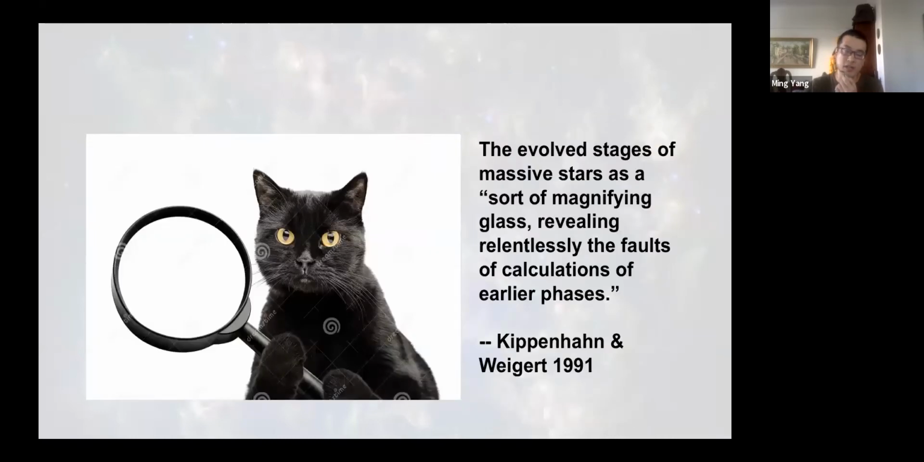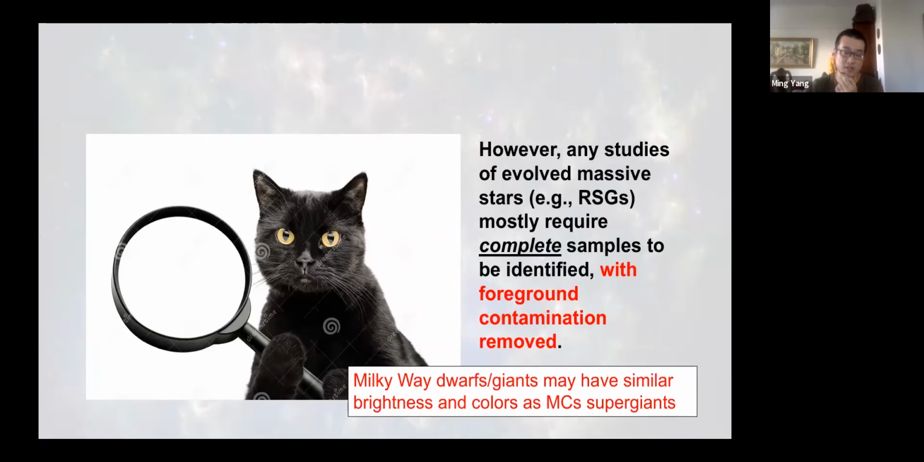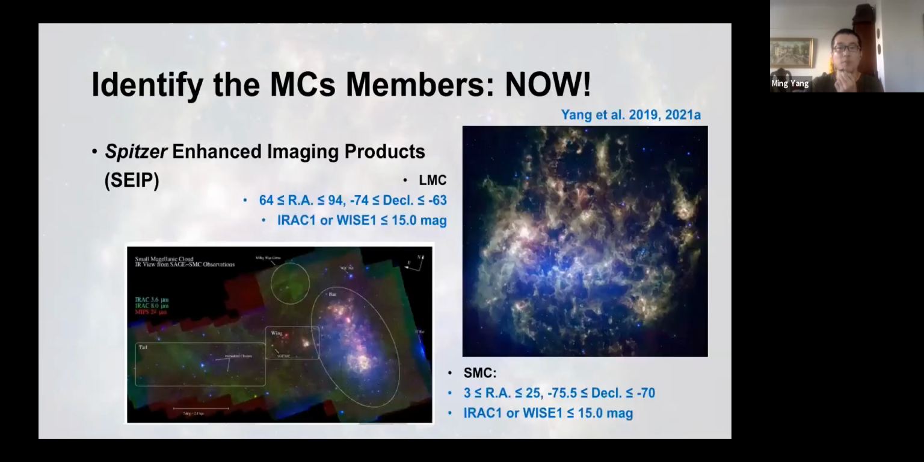When we're talking about evolved massive stars, one important thing is that they are very sensitive to the calculation of early evolutionary phases. However, any study of evolved massive stars will require a complete sample, let's say, without foreground contamination. But this is a general problem for them because, for example, Milky Way dwarfs and giants may have similar brightness and colors as the Magellanic Cloud supergiants. So before, for example 20 years ago, it was very difficult to identify them because of the foreground contamination.